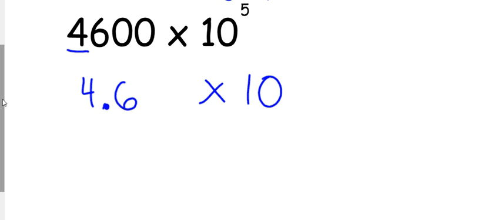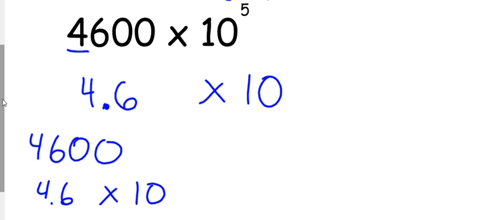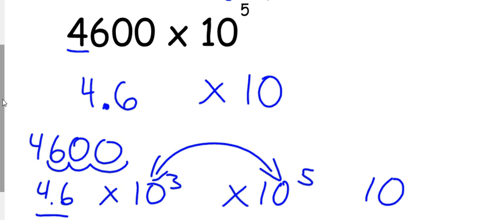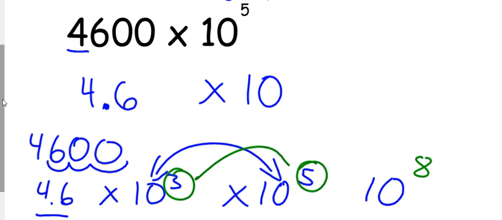If we take this number and turn just this number into proper scientific notation, we would have 4.6 times 10 to the 1, 2, 3. And then, of course, we're still multiplying by 10 to the 5th. So we got our decimal number. That's good. But now we just need to join our powers of 10. And as we've learned, when it comes to multiplying exponents, we're going to leave the base the same, and we're going to take our first one, our 3, and add it to our 5. 3 plus 5 equals 8.